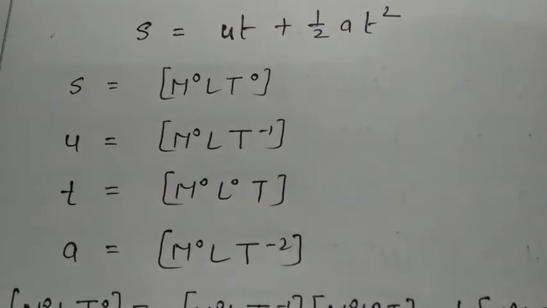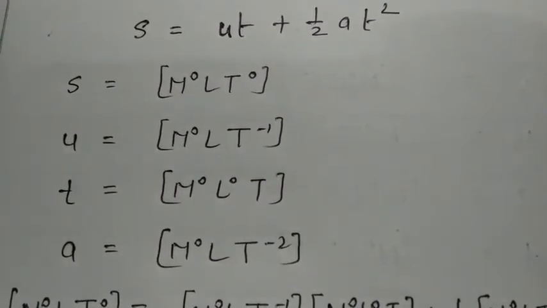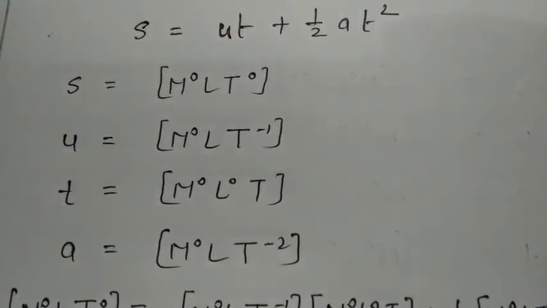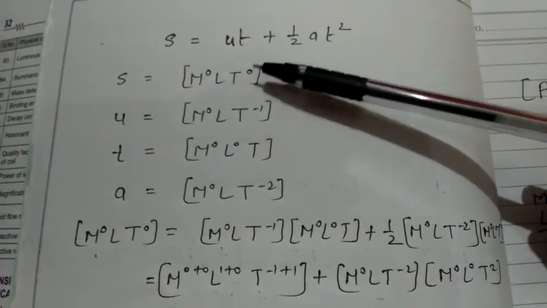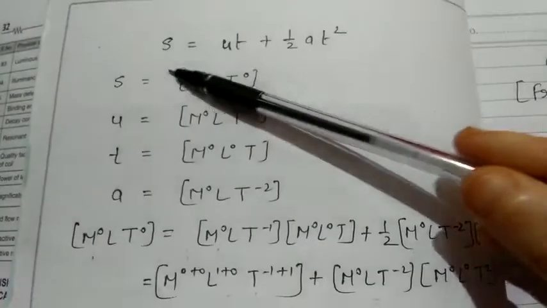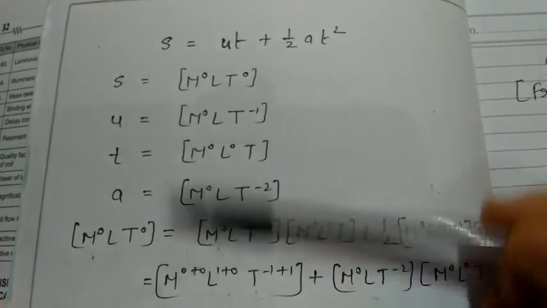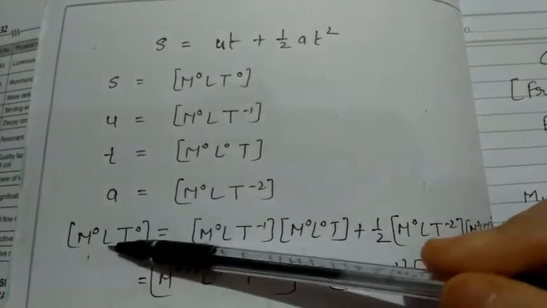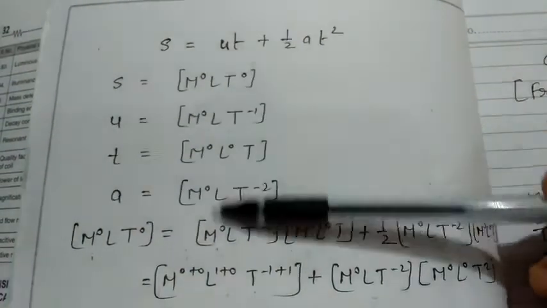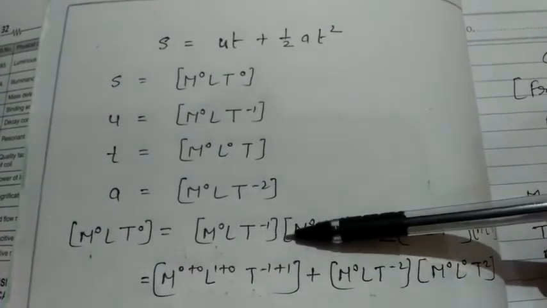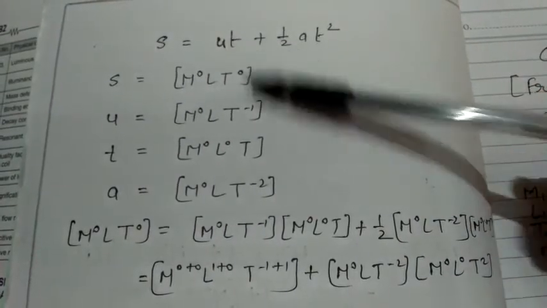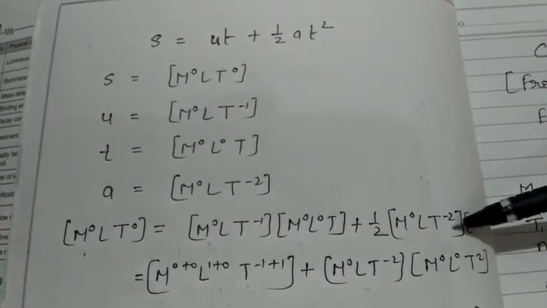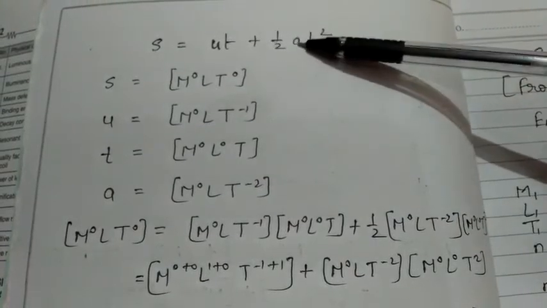And by using the formula we simply derive the dimensional formulas of different physical quantities, and we put all these values in this equation. So here in place of s, because s is length, only L will be there: M0 L T0. So M0 L T0 in place of s. For u we have written M0 L T^-1. Here u into t is there. So for t we have written M0 L0 T, plus half M0 L T^-2. This is for a, here this is acceleration.